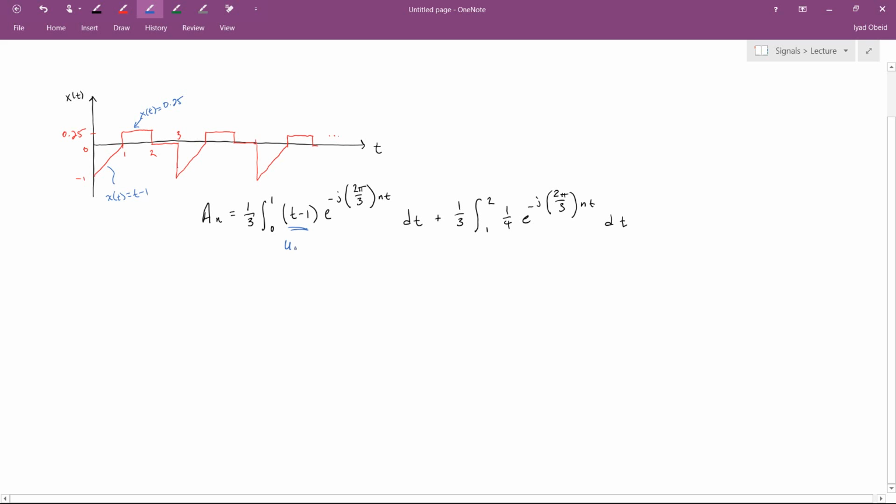So you could do u equals t minus 1. And then that would leave you with something of the form u e to the au, which you would then look up in a table of integrals. The integral on the right is pretty easy to solve. That's just a fairly straightforward one.